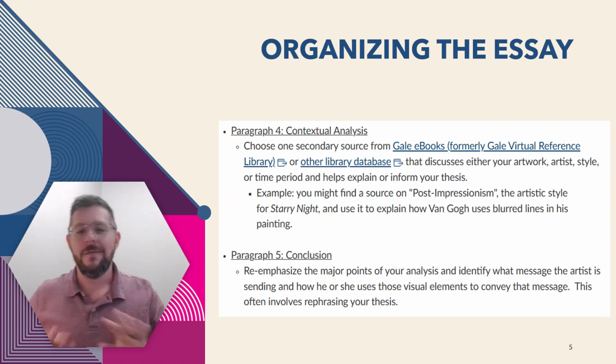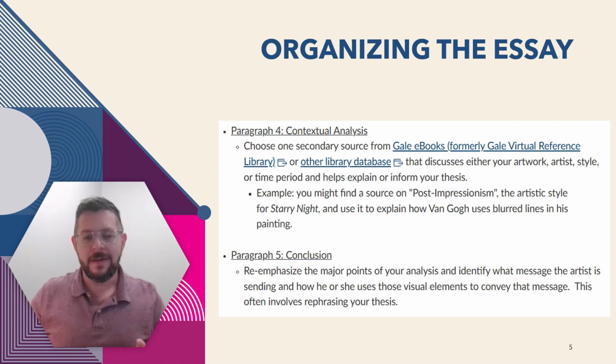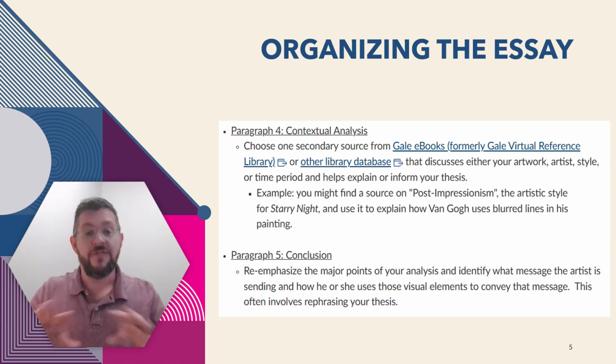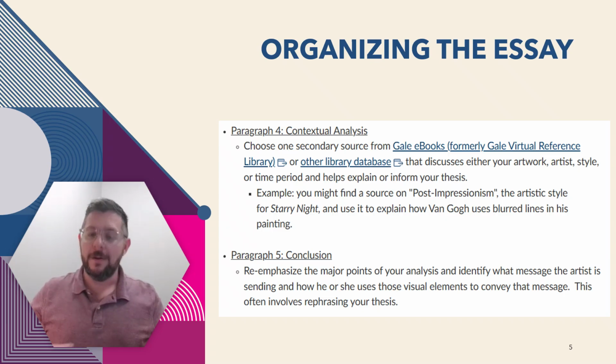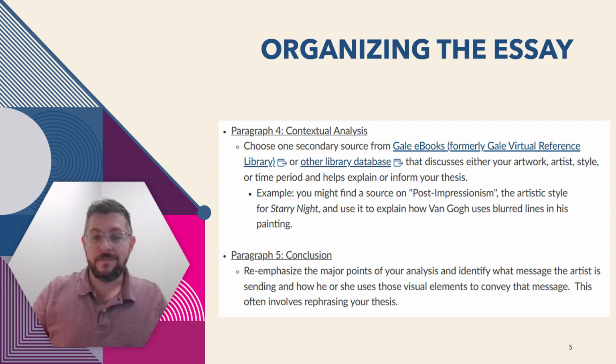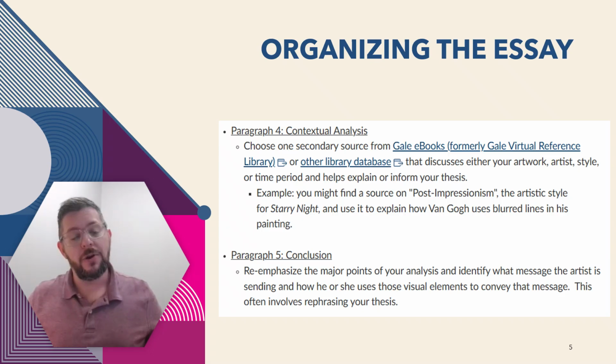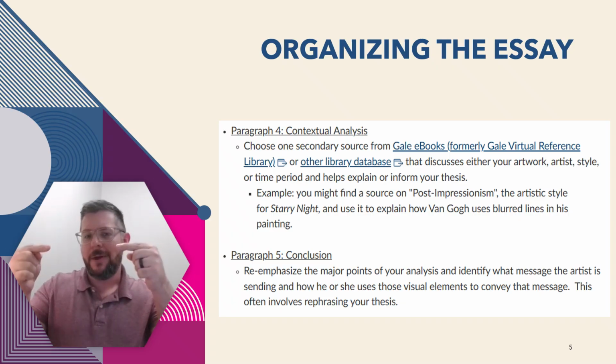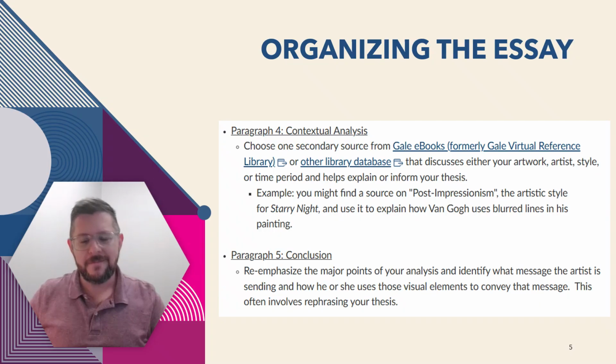Again, a couple of weeks later, we're going to spend time just on this assignment. But you're going to do academic research in one of our databases, probably the Gale as I have listed here, and you're going to try and find something, again, about the surrounding aspects of your artwork to help give you a little bit of context. So for example, I may have found a source on post-impressionism, which is the artistic style that Van Gogh uses, and I'll use that to explain how blurred lines are effective or not effective in this particular artwork. So that'll be paragraph 4. Now for some people's assignments, their context is really significant, so that might bump up to paragraph 2, but we'll talk more about that when we get to the outline.